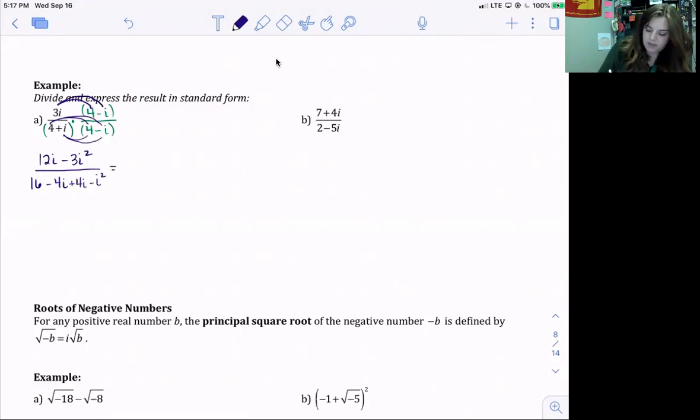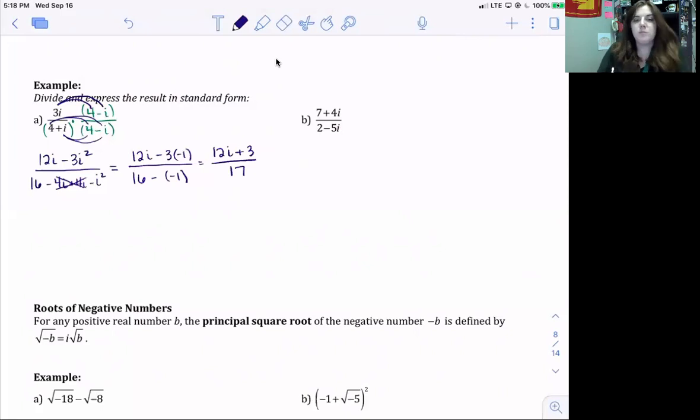We can simplify. So we have 12i minus 3 times negative 1 over 16. Negative 4i plus 4i cancels, minus negative 1. Okay. So 12i plus 3 over 16 minus negative 1 is 17.